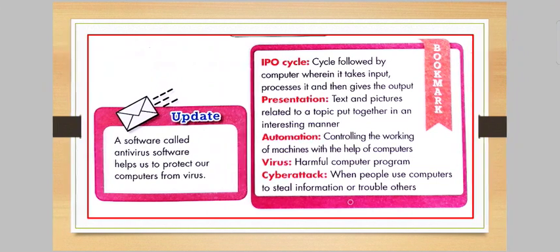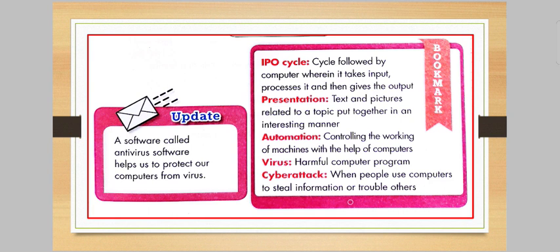Next is software. What is a software? A software called antivirus software helps us to protect our computer from virus. A few seconds ago I already discussed what a virus is. So to protect our computer from virus we need a software which is called antivirus software.